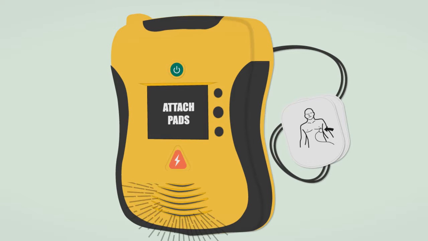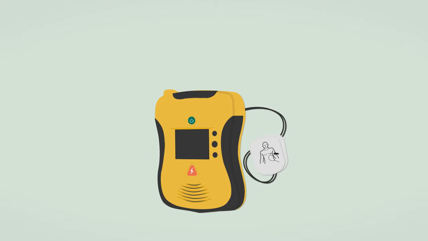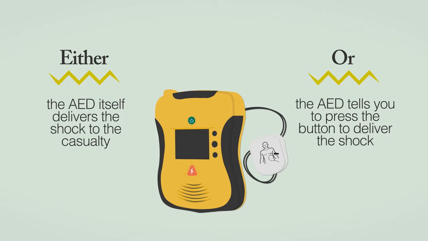Apply pads to patient's bare chest. The AED gives you step-by-step instructions so you know exactly what to do. Press the orange shock button now. After analysing the patient's heart rhythm, the AED delivers the shock, or else it tells you to do it.